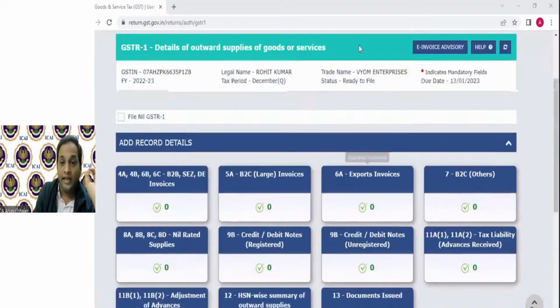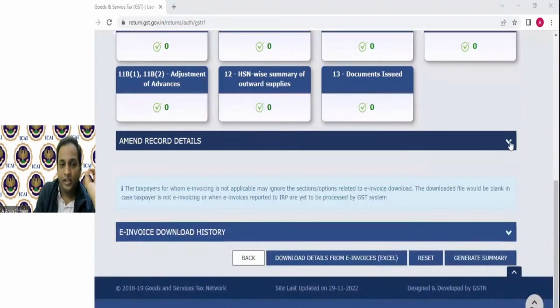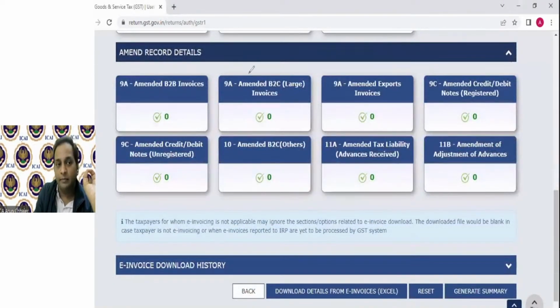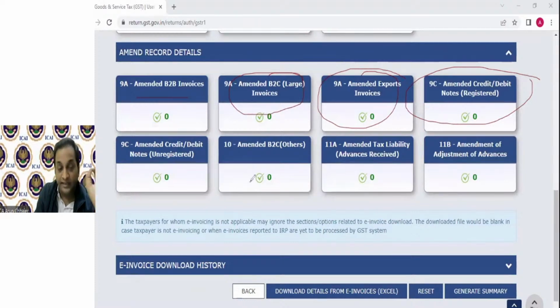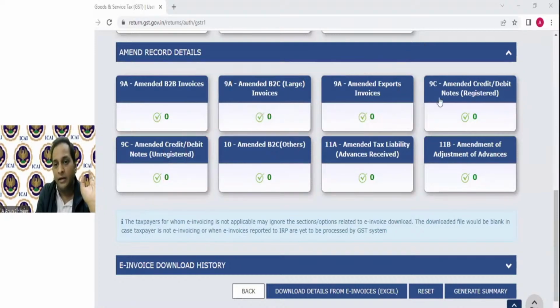Now, any table, if you need to amend the table, you have to click here. You will find all the amendment tables: amendment B2B, amendment B2C large, amendment export, amendment of debit note, credit note to the registered party, amendment to the debit note, credit note to the unregistered party, amendment to the B2C, amendment to 11A or 11B. You will find all the amendments in this table.